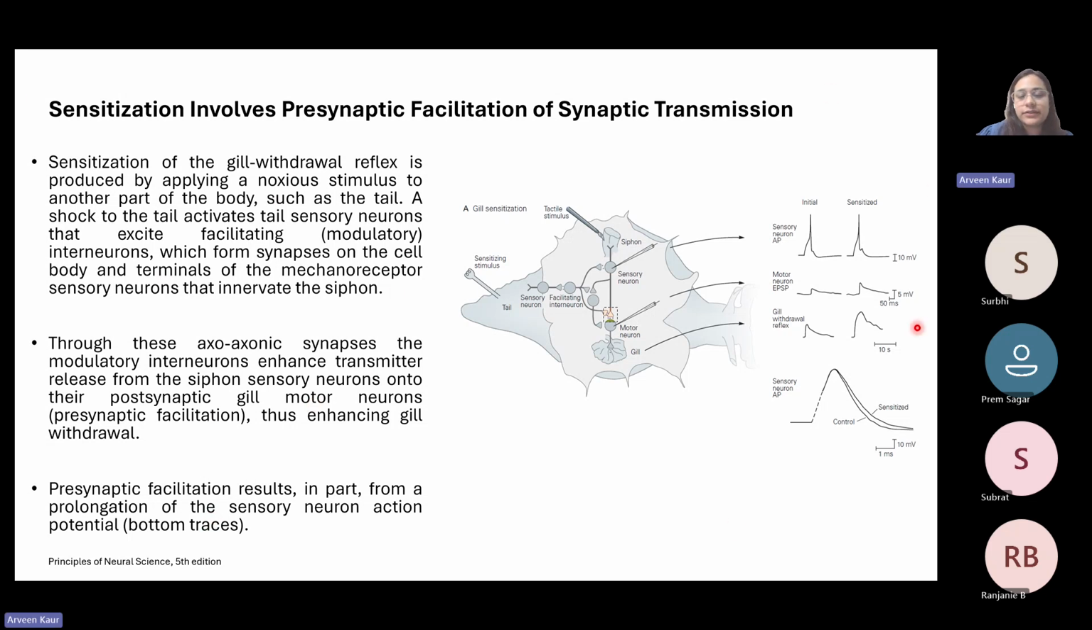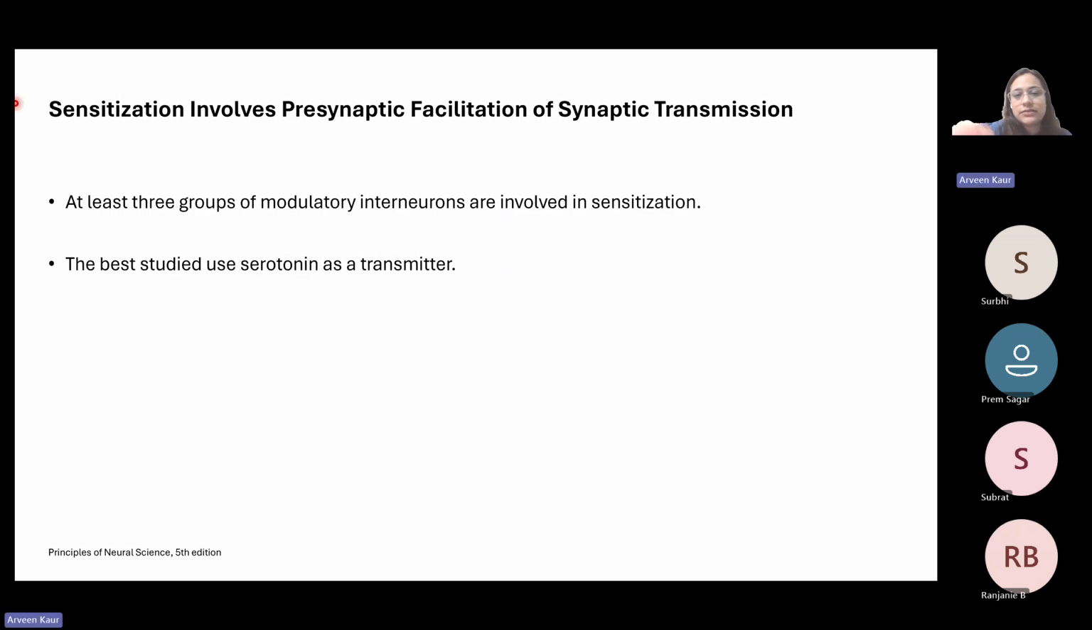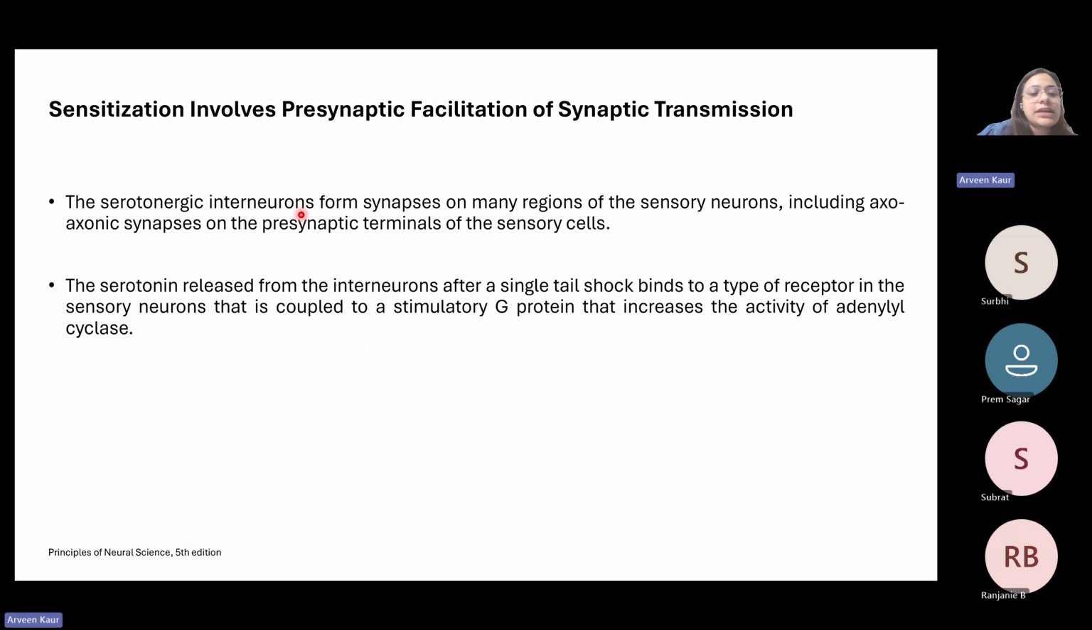The basics were what we talked about when we saw the diagram, right? Sensitization involves presynaptic facilitation of synaptic transmission. At least three groups of modulatory interneurons are involved in sensitization as we know it. The best studied group out of these uses serotonin as a neurotransmitter, right? The serotonergic interneurons form synapses on many regions of the sensory neurons, including axoaxonic synapses on the presynaptic terminals of the sensory cells.